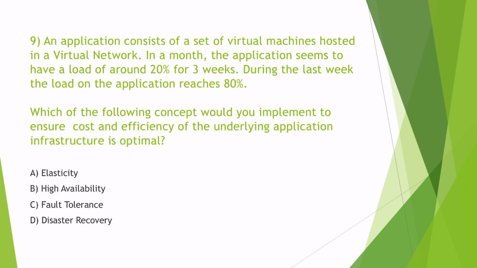Question number 9. An application consists of a set of virtual machines hosted in a virtual network. In a month, the application seems to have a load of around 20% for 3 weeks. During the last week, the load on the application reaches 80%. So which of the following concepts would you implement to ensure cost and efficiency of the underlying application infrastructure is optimal? Option A, elasticity. Option B, high availability. Option C, fault tolerance. And option D, disaster recovery. Correct answer is option A, elasticity.